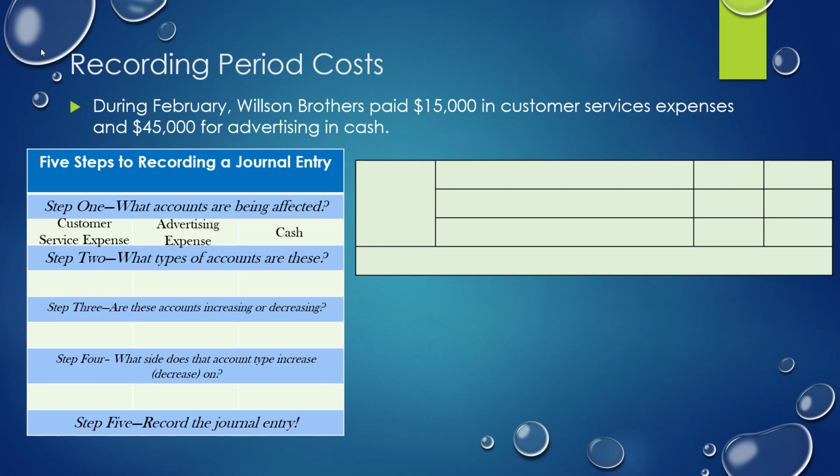Customer service expense and advertising expense, pretty dead giveaway that their account types are expense accounts. Cash, as you already know, is an asset. Are they increasing or decreasing? Well, expense accounts track how much we paid for some certain component necessary cost of our business.